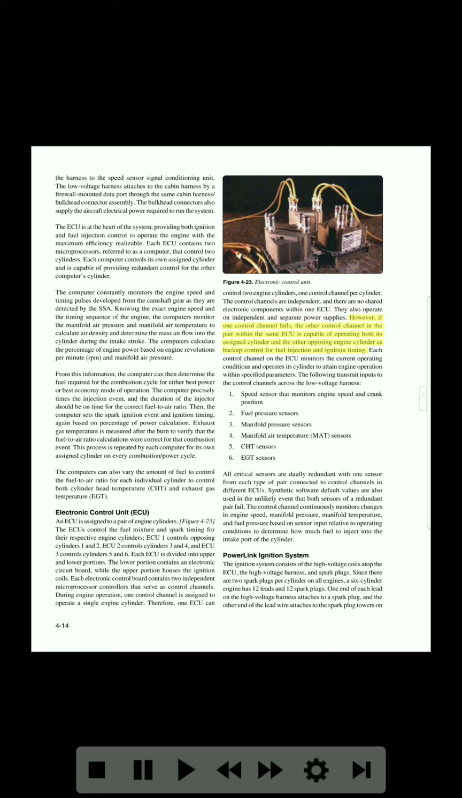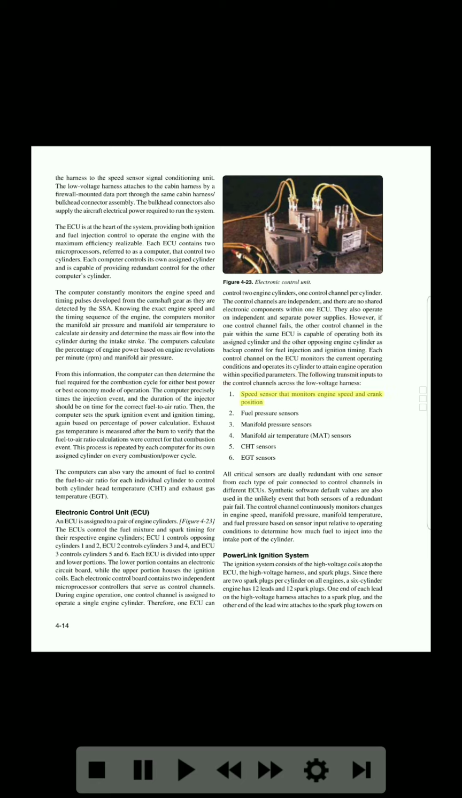However, if one control channel fails, the other control channel in the pair within the same ECU is capable of operating both its assigned cylinder and the other opposing engine cylinder as backup control for fuel injection and ignition timing. Each control channel on the ECU monitors the current operating conditions and operates its cylinder to attain engine operation within specified parameters. The following transmit inputs to the control channels across the low-voltage harness.